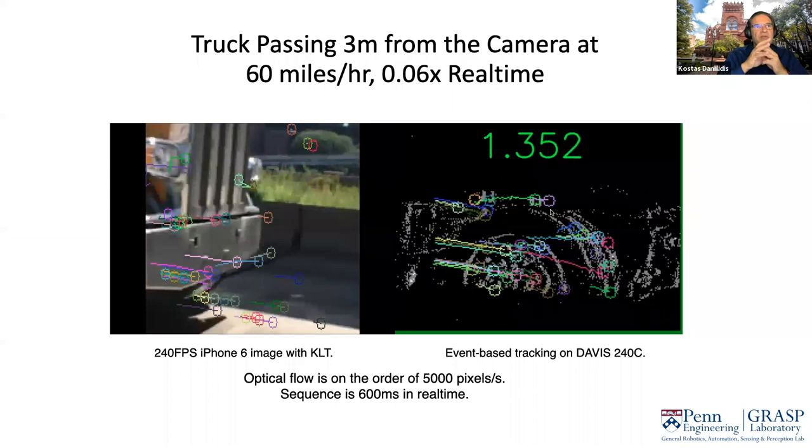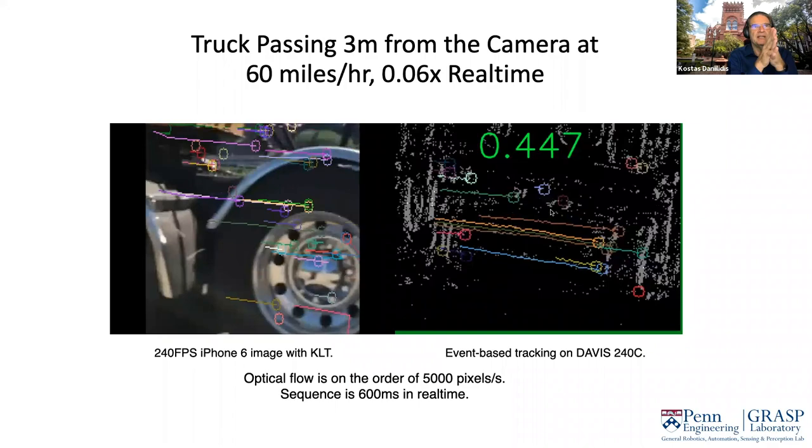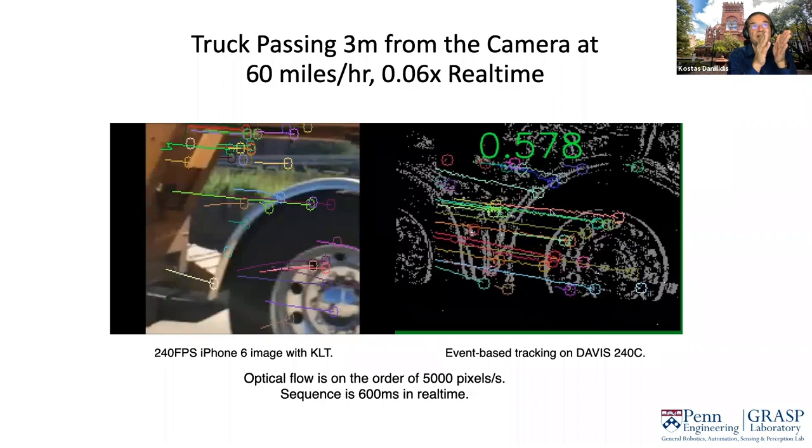What we see on the left actually is that the lengths that we can process in the 240 frames per second fast camera, the trajectories are much shorter than on the right.